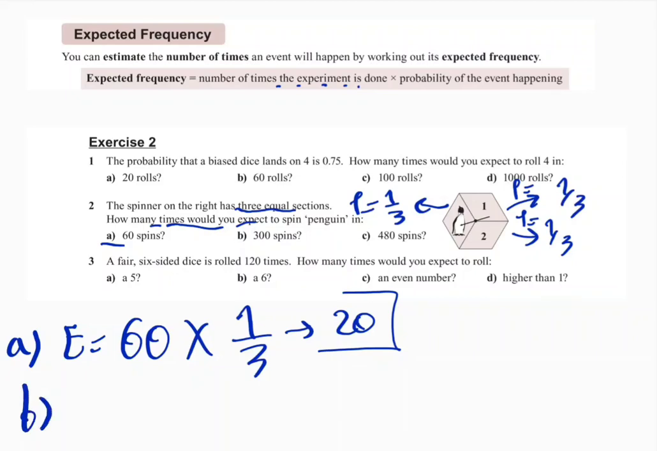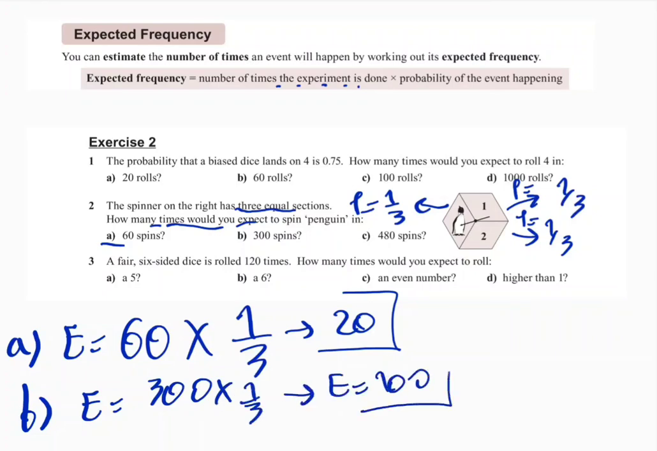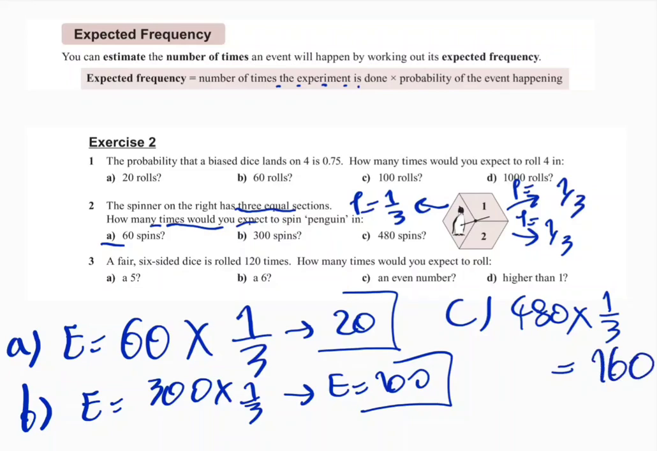Part B, so the same thing with just different numbers. What if we have 300 spins? So it's going to be 300 times 1/3, which gives me 100. And finally C, which says 480 spins. So this times 1/3, and that gives me 160 times. Okay, that's it for this question.